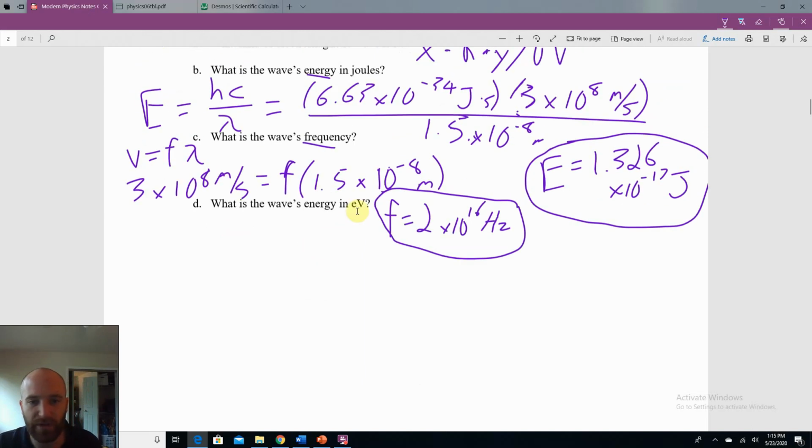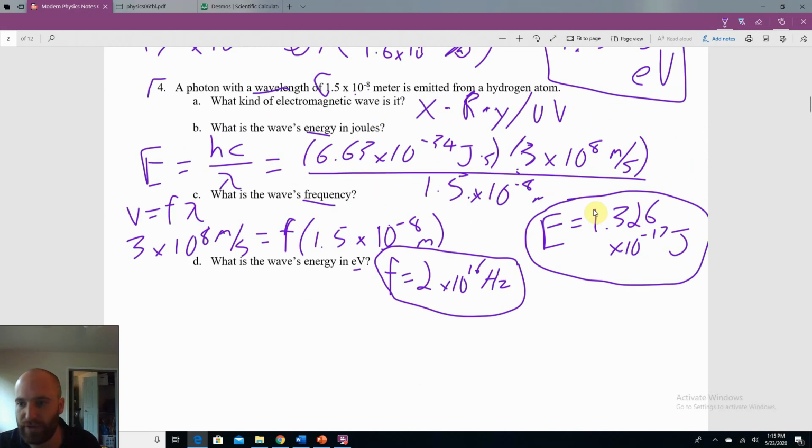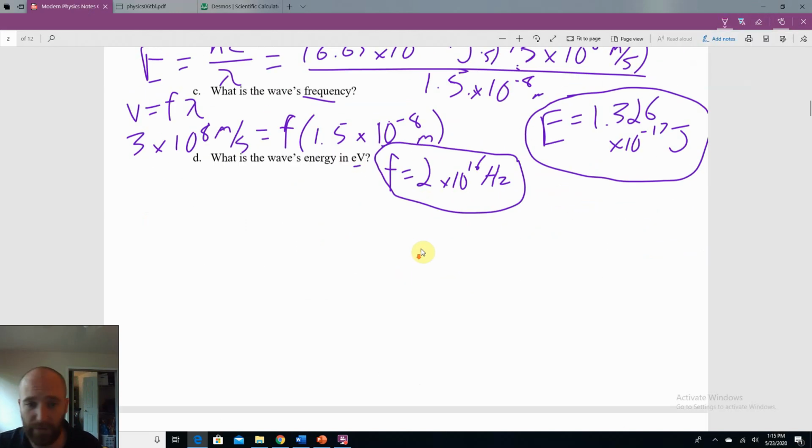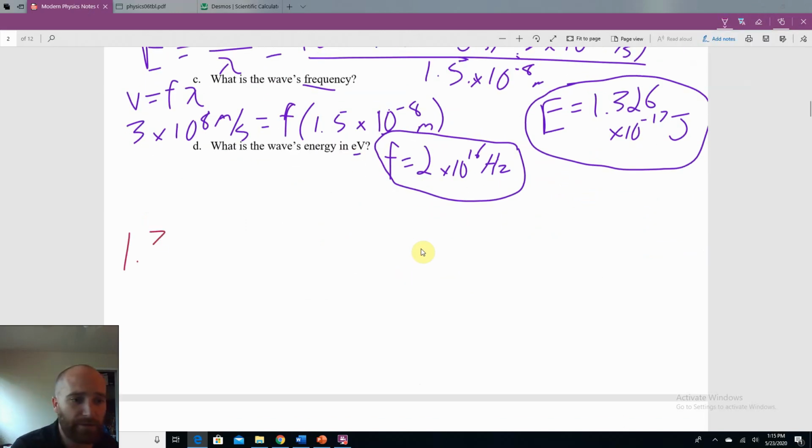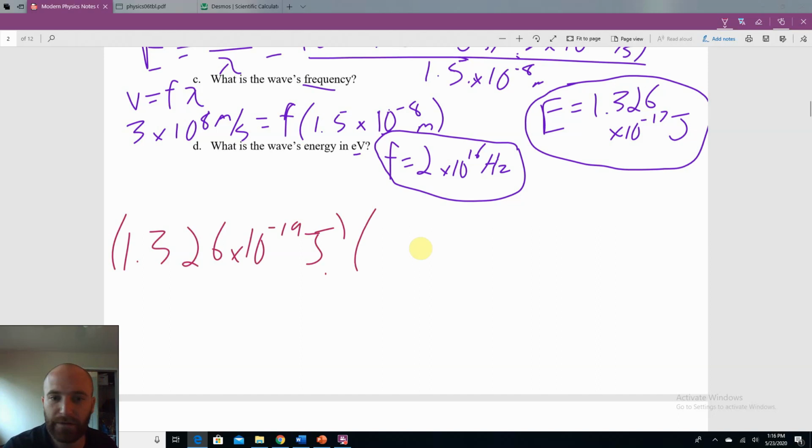Alright, what's the wave's energy in electron volts? Alright, we have the energy in joules now. It was this number up here. So we're going to convert that into electron volts. So we start by writing out the number that we're converting. That's a J for joules. Times, okay, I want joules to cancel out, right? So I'm going to put joules on the bottom. Okay, and we put eV up top.